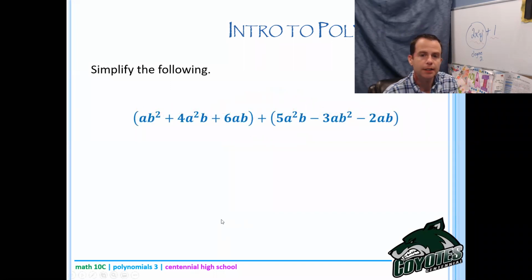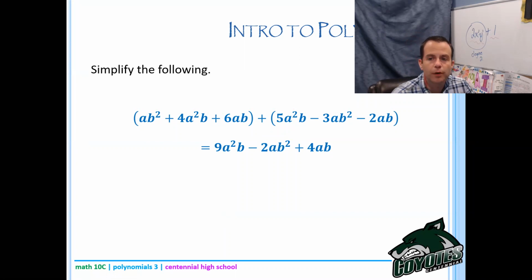Okay, pause me, and you should have gotten 9a squared b minus 2ab squared plus 4ab. Okay, again, I'm just working my way down. I added the a squared b's together, and then I added the ab squares together, and so on. Okay, this is a degree 3 because it's 2 plus 1. That's why I wrote that guy first. Okay, this is also a degree 3.